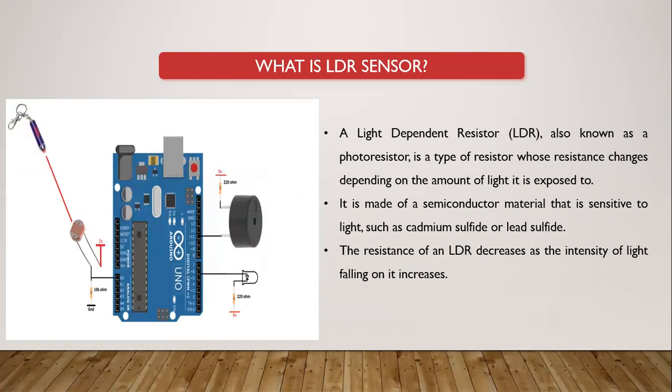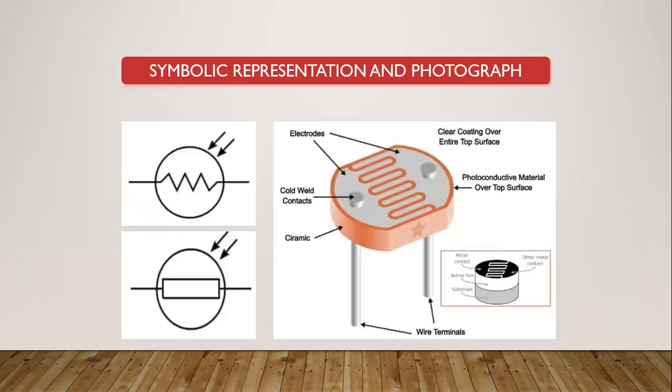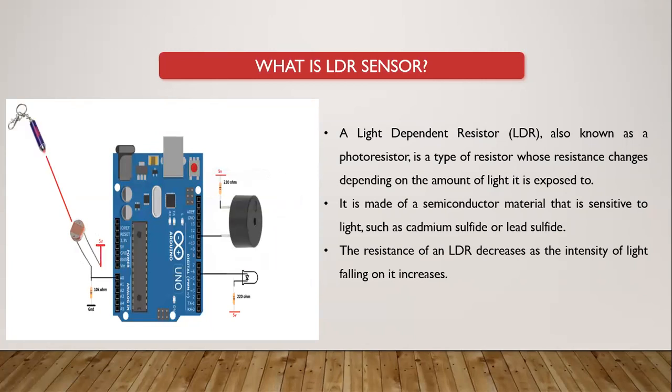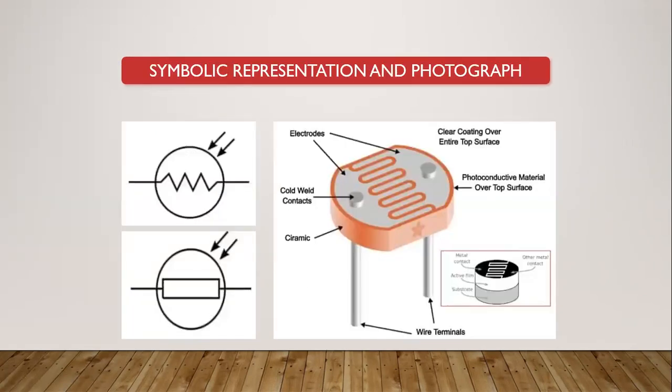Here, the resistance of an LDR decreases as the intensity of light falling on it increases. Means, if there is no darkness, that is in daylight, then the resistance will be less. If there is darkness, that is at night times, the resistance will be more. So depending upon that, we will see how the LDR works.